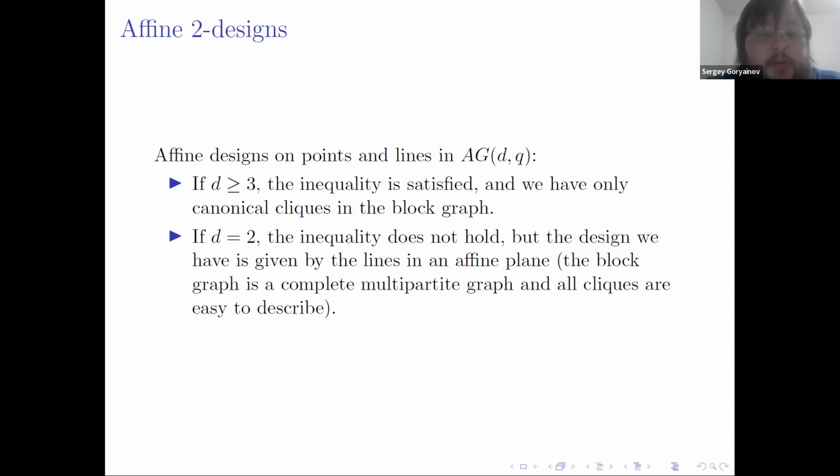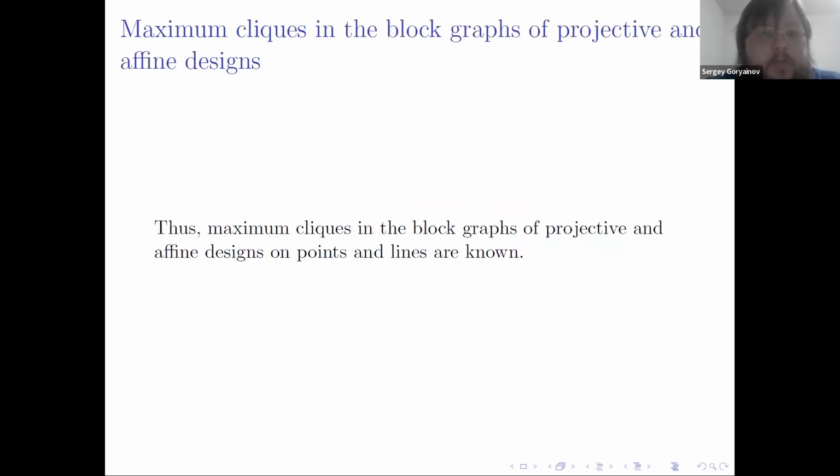If d equals 2, the inequality does not hold, but the design we have is given by the lines in an affine plane. The block graph is a complete multipartite graph, and all cliques are easy to describe. Thus, maximum cliques in the block graphs of projective and affine designs on points and lines are known.